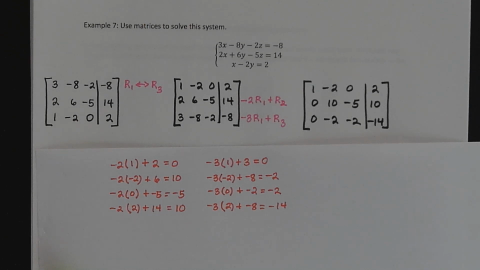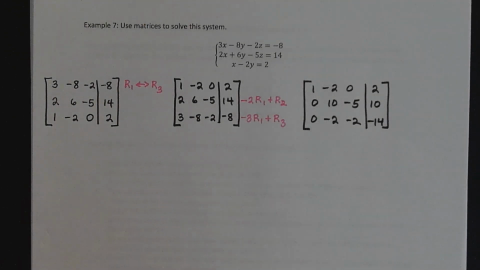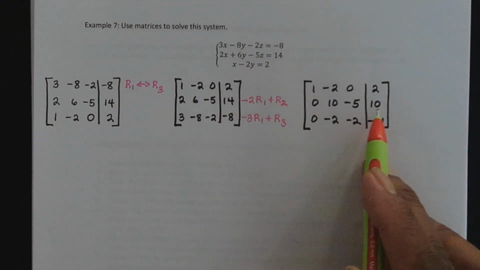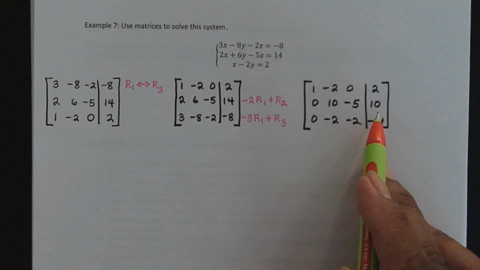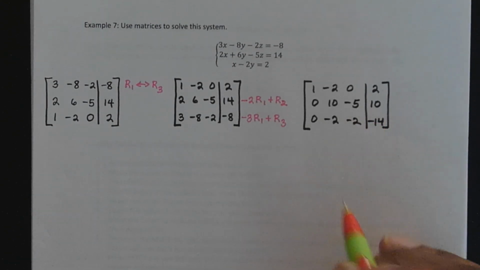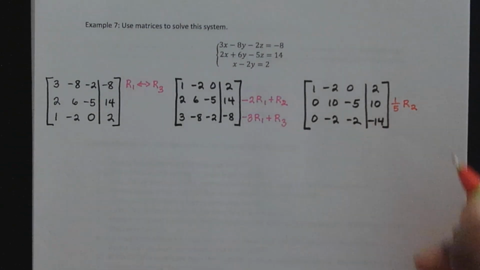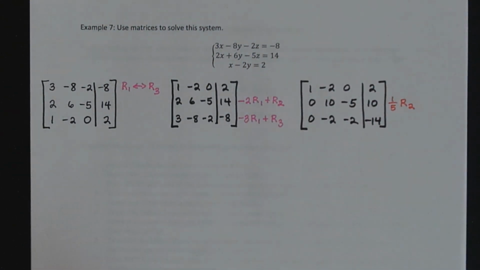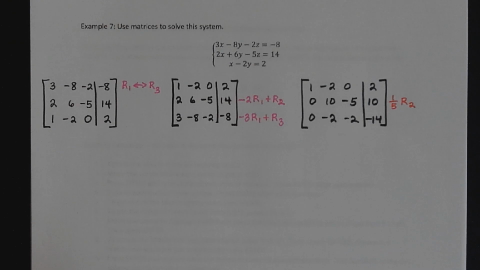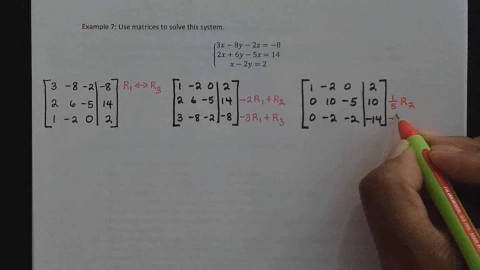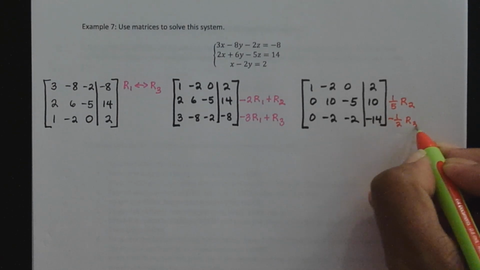All right, next. Here's what I'm going to do here. Let's look at row 2 and row 3. In row 2, those elements are multiples of 5. So what I'm going to do there is take 1/5 of each element in row 2. And also look at row 3. Negative 2, negative 2, negative 14. Those are multiples of 2 as well, but they're all negative signs. So what I'm going to do here is multiply row 3 by negative 1/2.